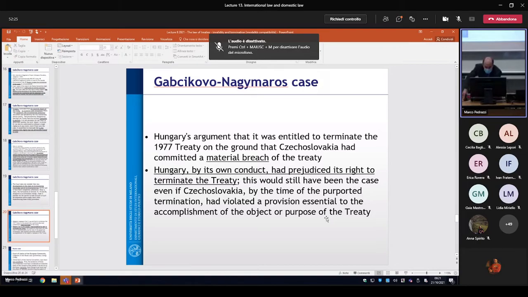However, the court is saying Hungary cannot invoke the material breach of Czechoslovakia because Hungary, by its own conduct, had prejudiced its right to terminate the treaty, because before Czechoslovakia adopted this wrongful conduct, Hungary had committed a wrongful act.